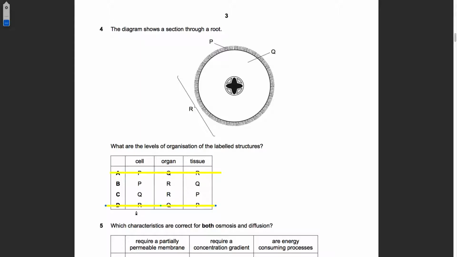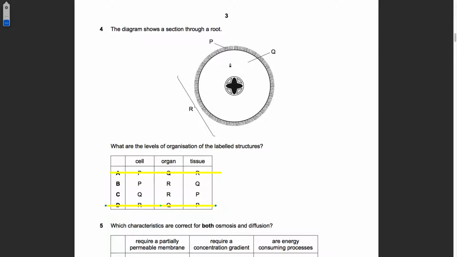Now we've got B and C to work, so at least we're down to 2, and we've kind of halved the answers there. So here now, we've got R sorted. So let's look at the other 2 columns for the cell and for the tissue level of organisation. Well, I said to you earlier on that P is the little root hairs. They're actually called root hair cells.